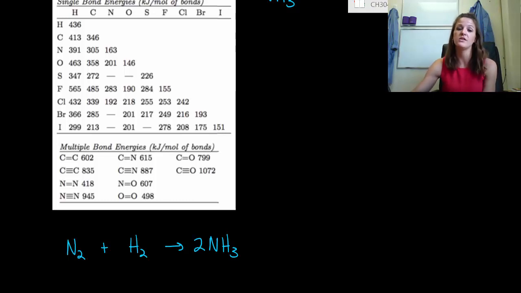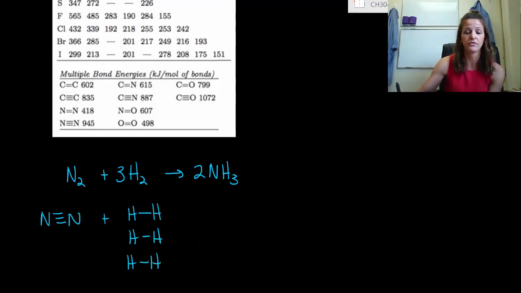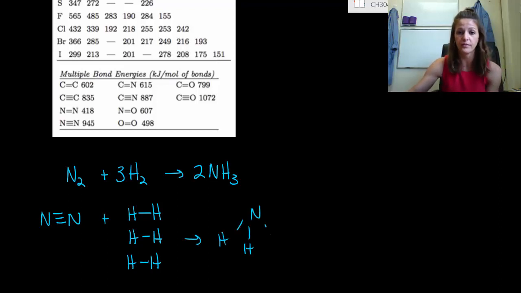So now my nitrogens are balanced, but now my hydrogens are not. I see 6 on my right side, but only 2 on my left side, so I definitely need to add a 3 here. So I have 2 nitrogens, 6 hydrogens, 6 hydrogens. Beautiful. All right, so now we have our chemical equation, so now we must draw this out. So we know that nitrogen has a triple bond, and then we're going to treat that with 3 different hydrogen species. So there's 1, 2, and 3, and then we have to create 2 ammonias. So here's 1 and 2.